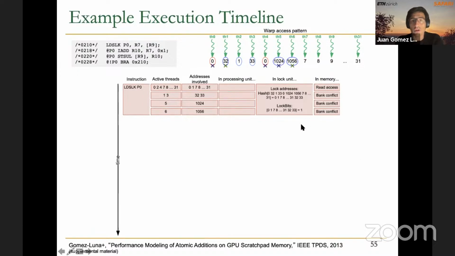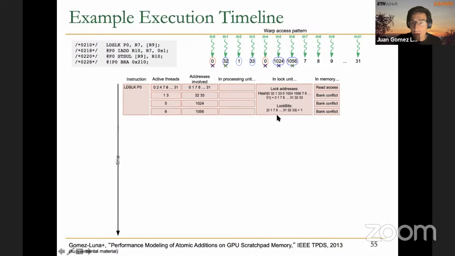But more or less it explains the whole process of the execution of this sequence of instructions that we have here. Observe that the first instruction is the load and lock instruction. We have multiple threads that are involved in the operation. They are accessing certain addresses, but they are also causing bank conflicts. Remember that here we have the access to memory at the same time as the access to the lock bits. So if there are, for example, addresses 0, 32, 1024, and 1056, that belong to bank 0, here we have bank conflicts.